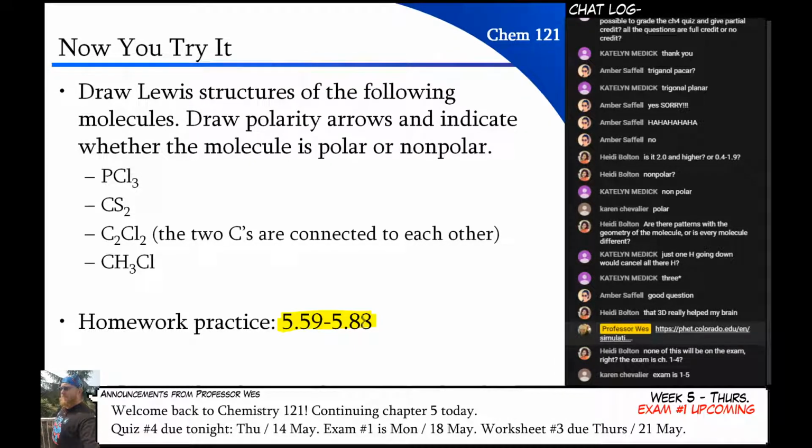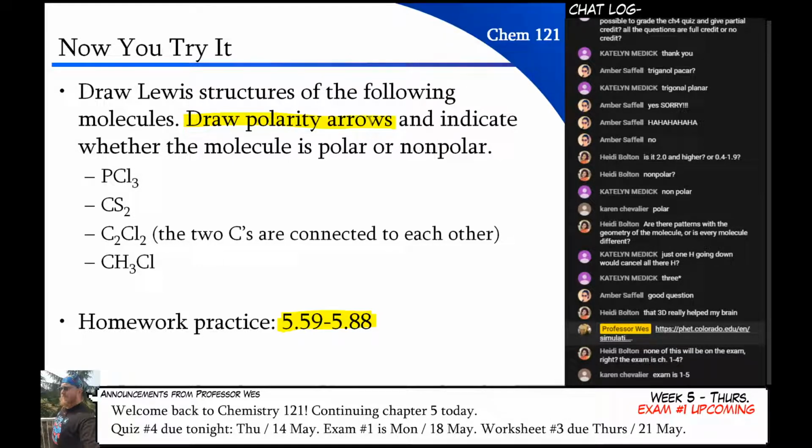I want you to draw these molecules as best as you can. Again, geometry is really important. And then I want you to tell me polar or nonpolar. Now, up here it says draw polarity arrows, and again, you do not have to do that on a test. But for the purposes of you learning this, drawing the polarity arrows will help you.